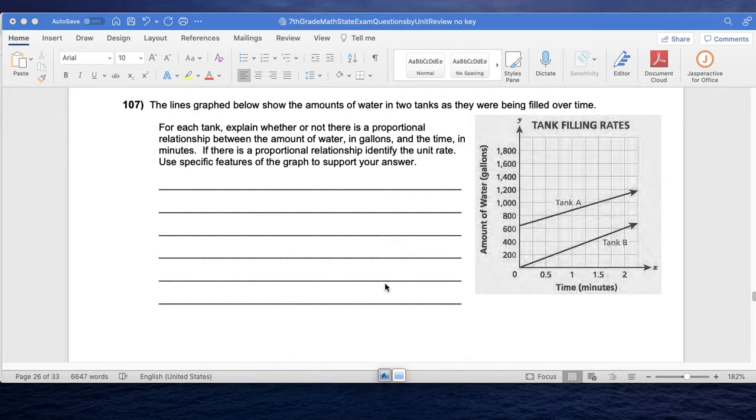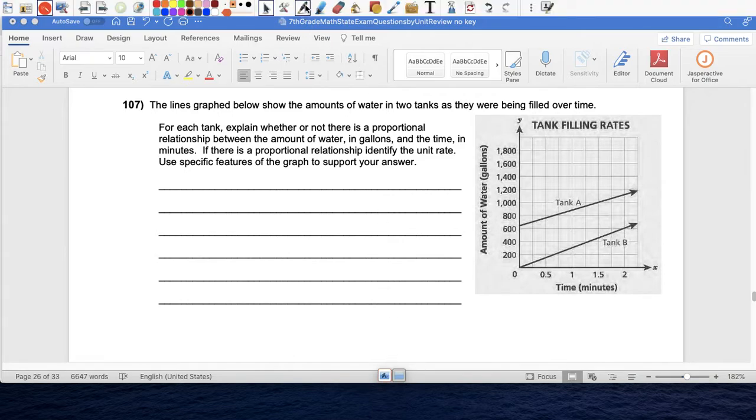107. Okay, we did this first tank. This first tank A, not proportional. It doesn't go through the origin. It is a straight line, but does not go through the origin, 0, 0. The second one is proportional, right? It goes through the origin, and if it goes through the origin, we can find the unit rate.